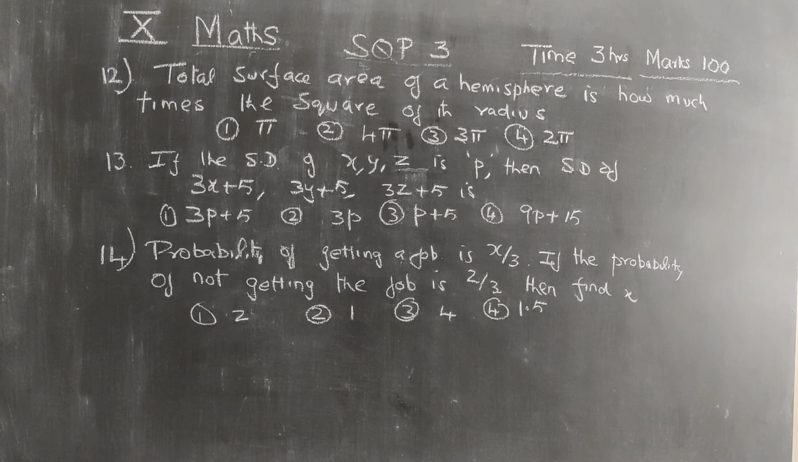The last 3 questions. Question number 12, total surface area of a hemisphere is how much times the square of its radius? Question number 13, if the standard deviation of x, y, z is p, then standard deviation of 3x plus 5, 3y plus 5, 3z plus 5 is. The last question, probability of getting a job is x by 3. If the probability of not getting the job is 2 by 3, then find x. So one more question is over.